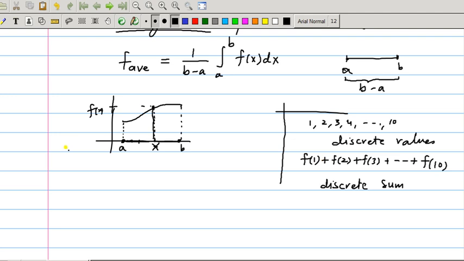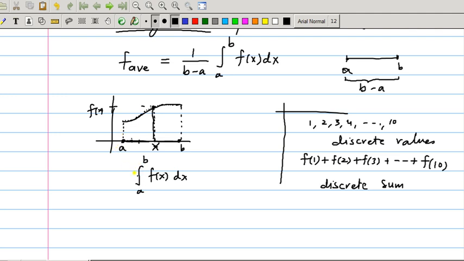Starting from f(a), what is the next value? Is it 1.1? No, it can be 1.01. No, it can be 1.001. So there are infinitely many values, and if I want to add my function at those infinitely many values, it's not possible. How can I collect all of them? So what we do, we integrate our function from a to b. It means now I am taking the sum of all function values from a to b. So continuously, no value is missing.